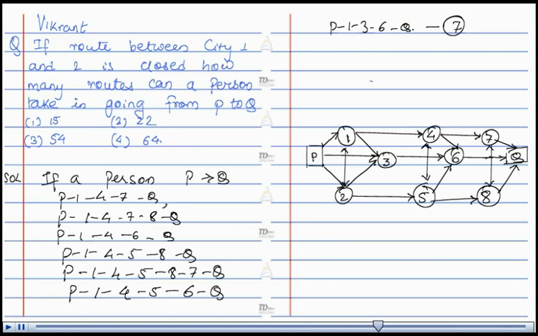If the route between 1 and 2 is closed, the person will have total 7 plus 7 and one route which he can use, that is a path following from P1 to. So in all there will be 15 routes that are possible for a person if the route between city 1 and 2 is closed. Therefore, the answer is first.